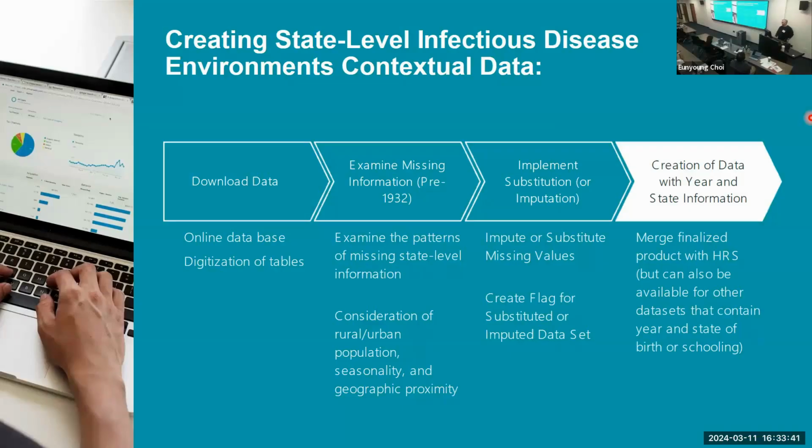So creating the state level infectious disease environment context data has four different steps. And I'll show you, going back and forth in this, but basically you download the data, there's an online database. We're trying to digitize tables right now with many collaborators because we're going back. What I'm showing you today is actually from the Lleras-Muney data set, which is publicly available. You just need the restricted HRS to connect it. From the Grant Miller data set.